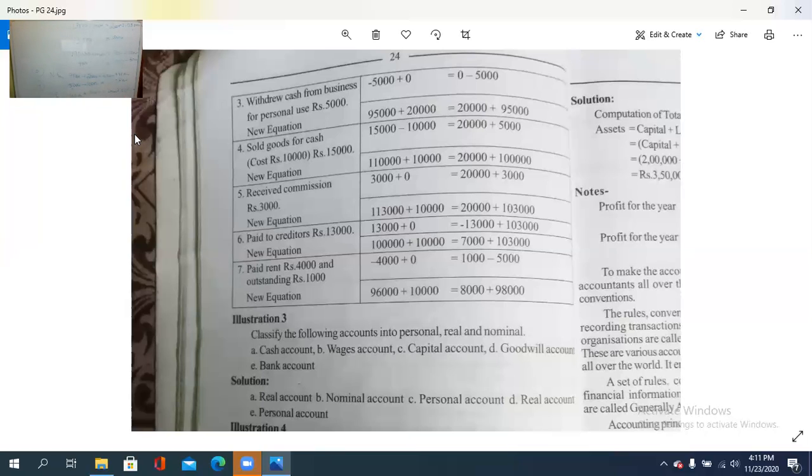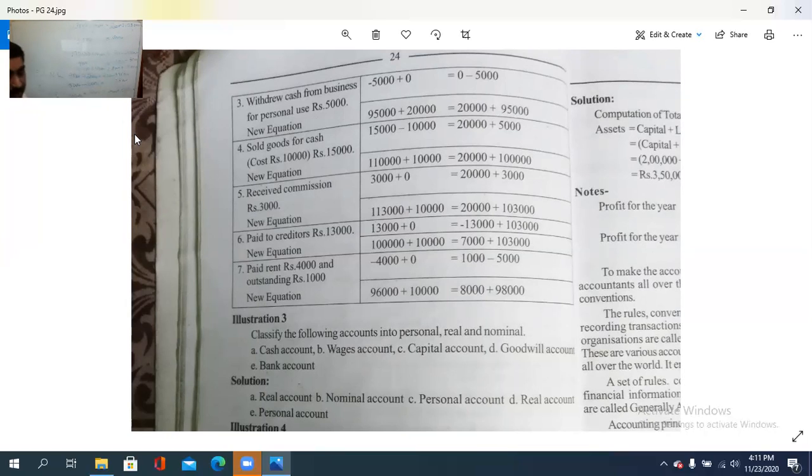The total amount of rent. So how much will it be? 1 lakh minus 4,000, so it is 96,000 plus 10,000 is equal to how much? 8,000 plus 1,03,000 minus 5,000, it is 98,000. So this is the final: 96,000 plus 10,000, it is 1,06,000 is equal to 1,06,000.